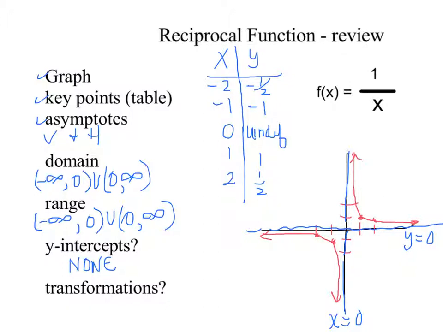Transformations. You can use transformations for this. This is the parent function right here. So, for instance, if I had 1 over x minus 1, like that, that would be to the right 1. If I had 1 over x, plus 1, that would be up 1. And so all those same transformations work. So this is what the basic function looks like, and we're going to be graphing all different kinds of these and all different kinds of variations of this. Stay tuned.